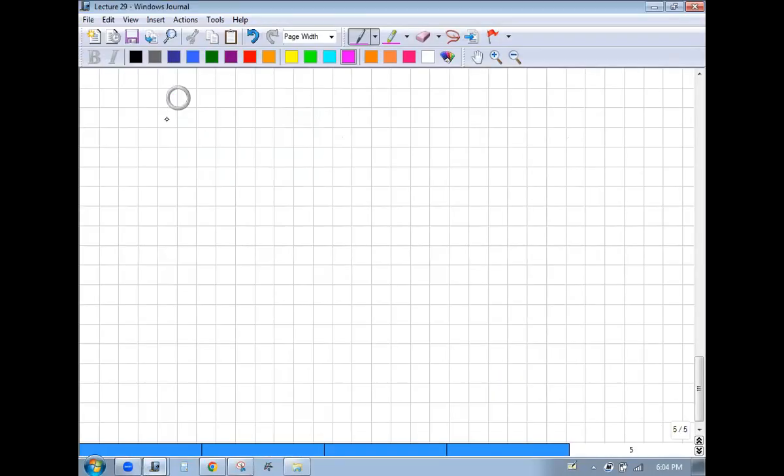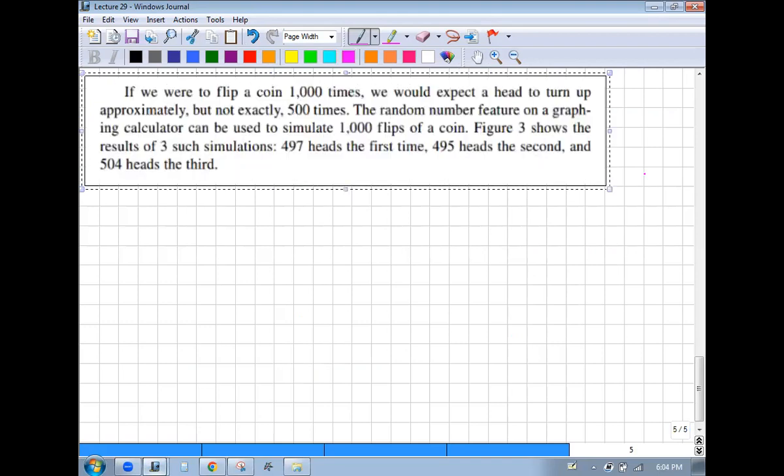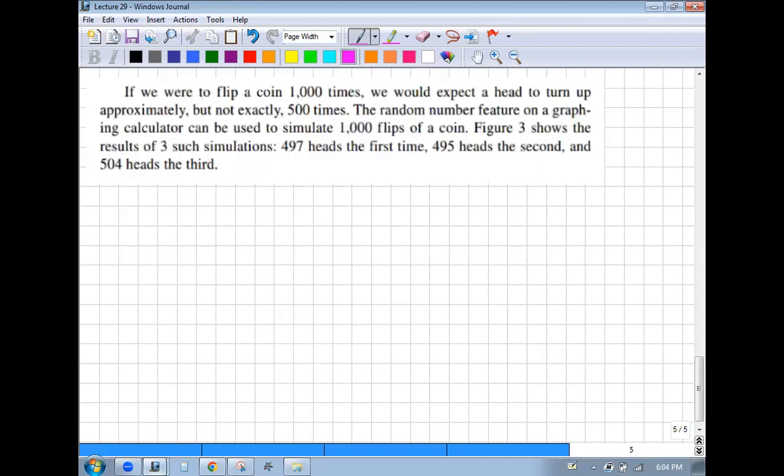Probability and statistics didn't always exist. They're only a couple, 300 years old, and of course, they were discovered by mathematicians gambling. So if we were to flip a coin 1,000 times, we'd expect a head to turn up approximately, but not exactly, 500 times. The random number feature on a graphing calculator can be used to simulate 1,000 flips of a coin. Figure 3 shows that with their simulator, they got 497 heads the first time, 495 heads the second, and 504 heads the third.